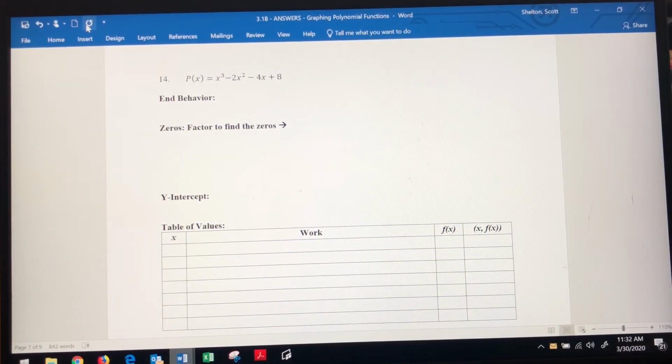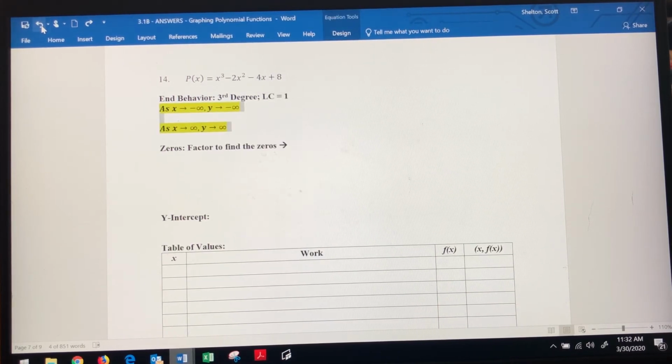We've got a third degree polynomial, 4 terms. I think we're going to be able to factor that by grouping. Let's make sure. If not, in the future, we're going to learn how to find the zeros of polynomials that can't be factored. Okay, so in behavior, we've got a third degree polynomial with a leading coefficient of +1. So we're going to continue with the same end behavior we've been dealing with so far. Okay, so now we're going to find the zeros by factoring.